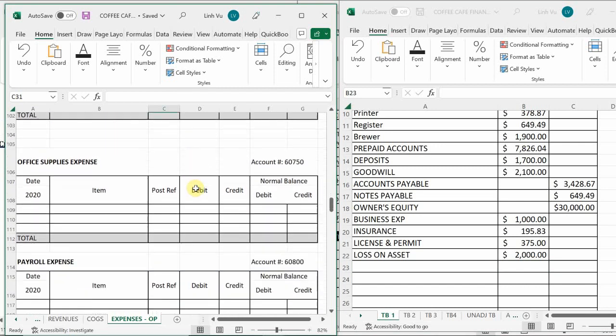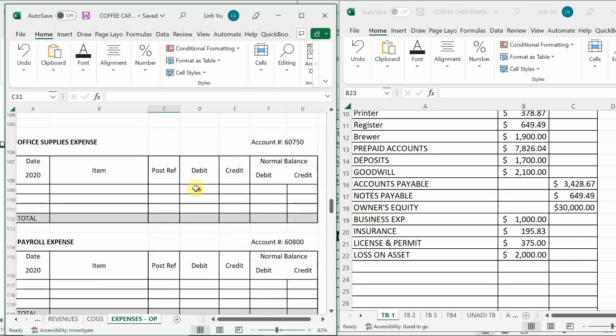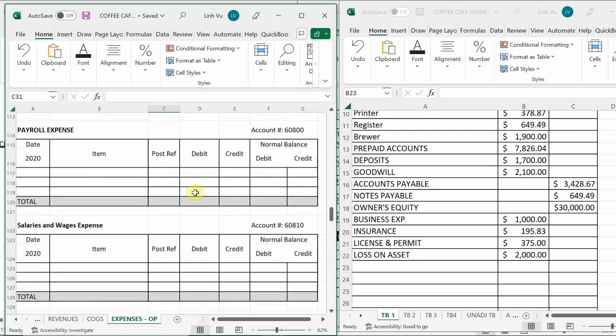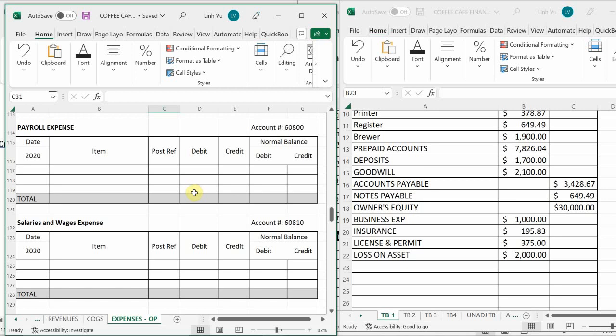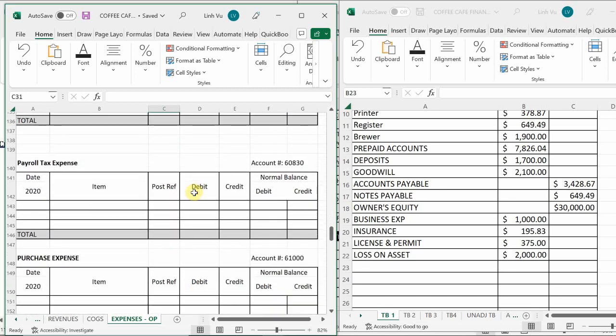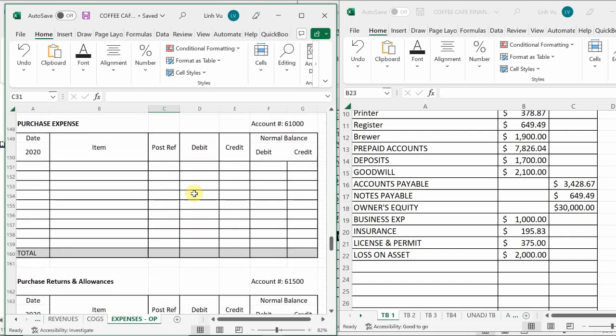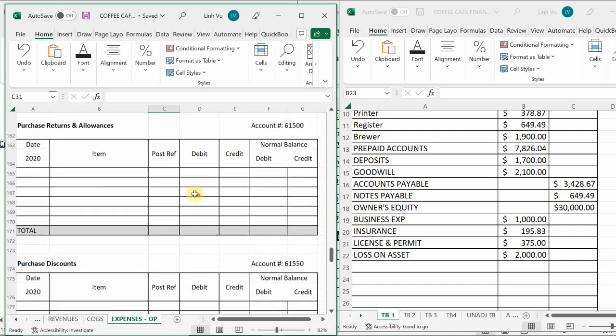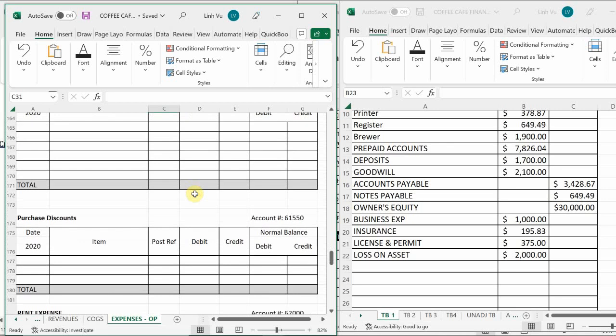Office supplies expense. I haven't purchased any office supplies to begin with, so I don't have any office supplies expense. Next one's payroll expense. I haven't gotten anybody for the job yet, so there's no payroll expenses at all. Purchase expense. We haven't purchased any inventory, so no purchase returns, no purchase discounts.